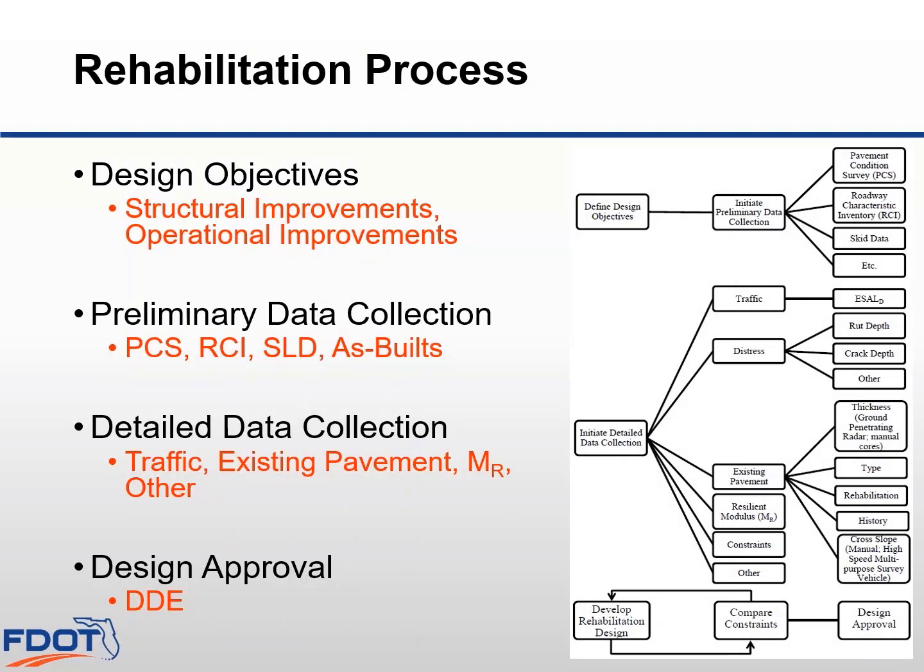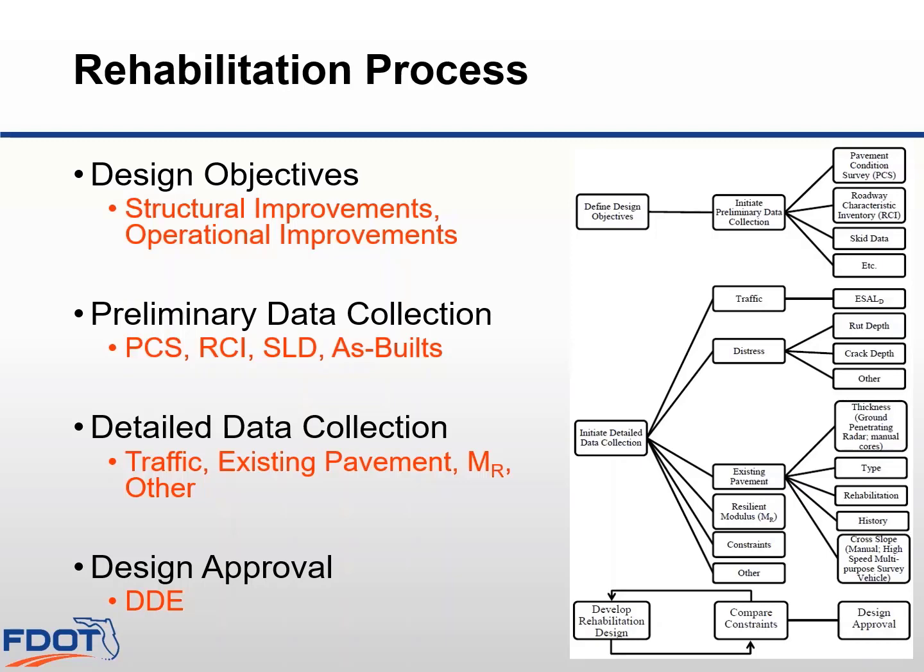The rehabilitation design process is summed up in a flowchart in the Flexible Pavement Design Manual. From this figure, we see that the first step in the process is to define your design objective. That goes back to knowing and understanding the scope of your project. Is this rehab project being done to provide structural improvement, or is it simply an operational type project, such as a skid hazard project or a pavement-only project?